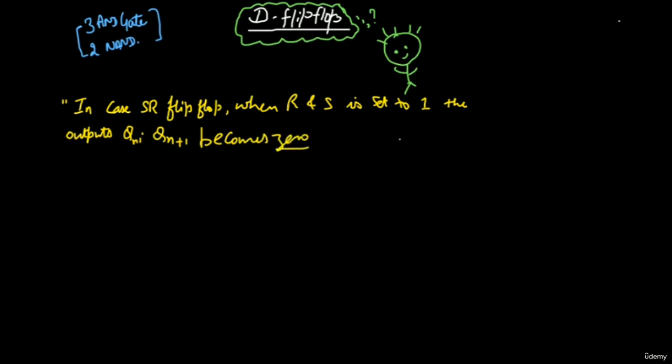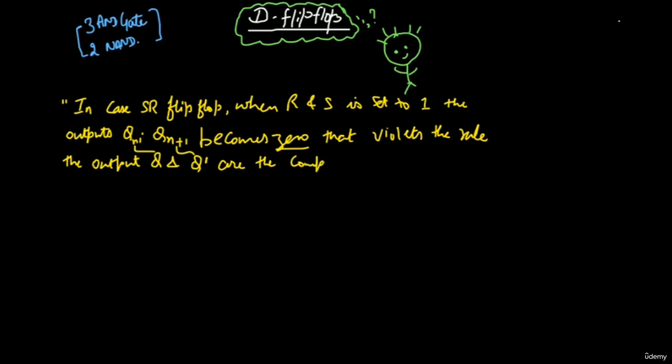Well, this is something that you need to look at carefully. That violates the rule. Well, which rule, you may ask? The rule that the outputs Q and Q dash, well, I'm writing Q dash, you may understand this as representing Qn with Q and Qn plus 1 with Q dash, the next state, are the complement. That means it's reverse. If it's 1, it becomes 0, or if it's 0, it becomes 1. This way.